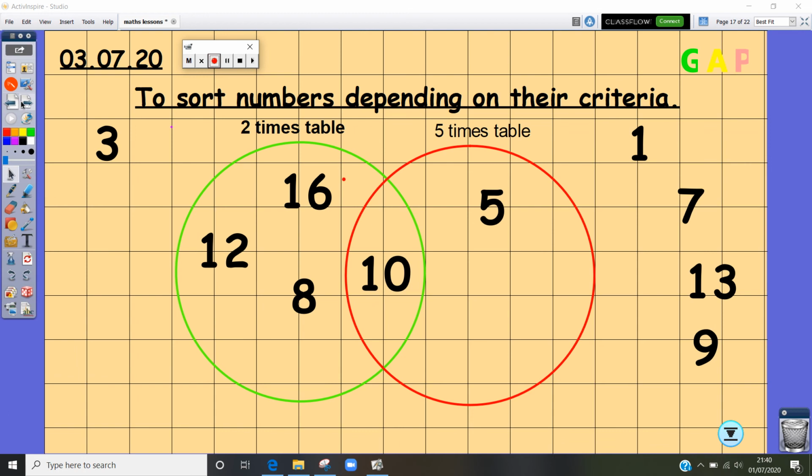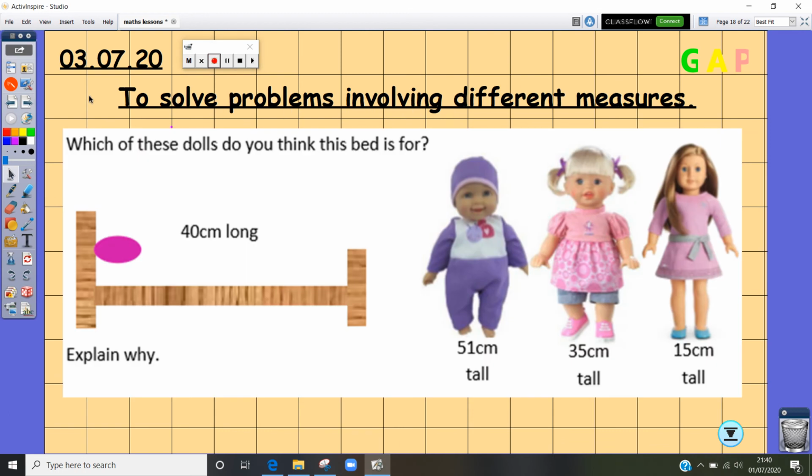So for the remainder of today's lesson, we're going to have a look at solving problems involving different measures. So we're going to have a look at a range of different problems together, and then on the website there are lots of questions for you to answer. So the first one is a picture problem. So we'll have a read of it together and then we'll see if we can solve the problem.